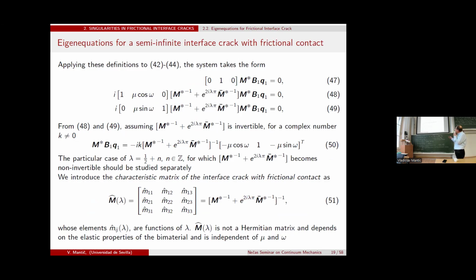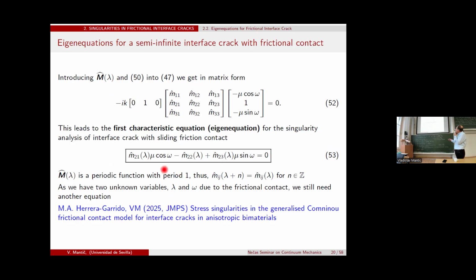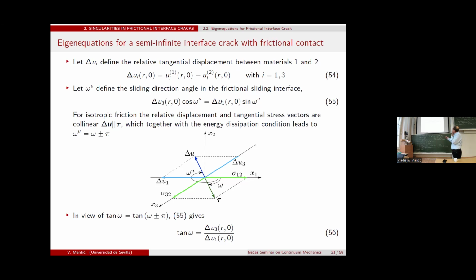So if lambda is solving this equation, lambda plus n, where n is an integer number, is also solving this eigenequation. But we have two unknowns, so we need another eigenequation. So let's go on, and we need to use the condition for the relative tangential displacement in the frictional sliding part of the interface, basically in the crack.